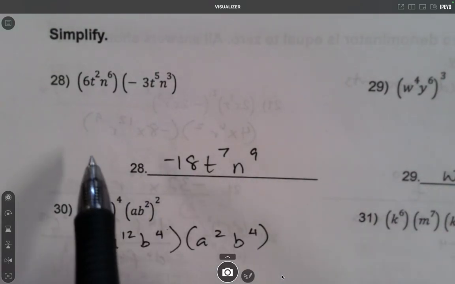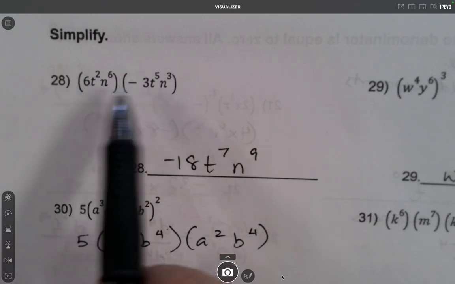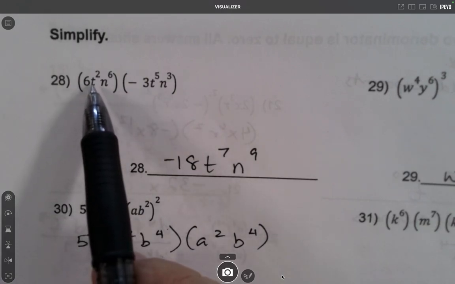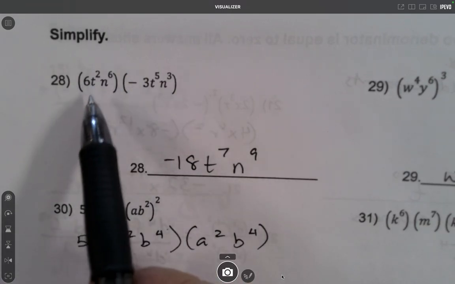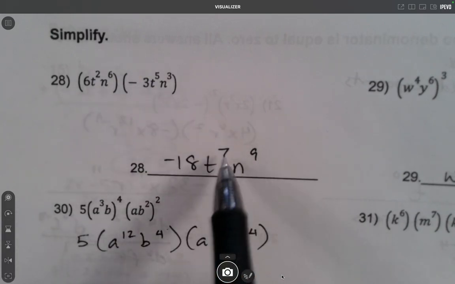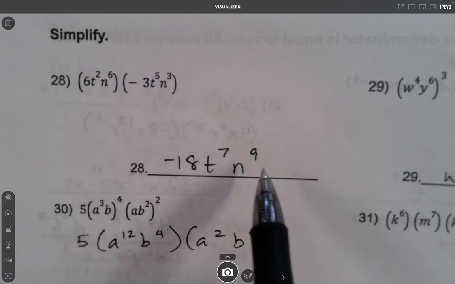Okay, on 28, we're back to the fact that when we multiply things together, the coefficients we multiply just like normal. 6 times negative 3 is negative 18. When we multiply variables with exponents, we add them together. So t squared times t to the 5th, we say 2 plus 5 is 7. In the 6th times in the 3rd, 6 plus 3 is 9.